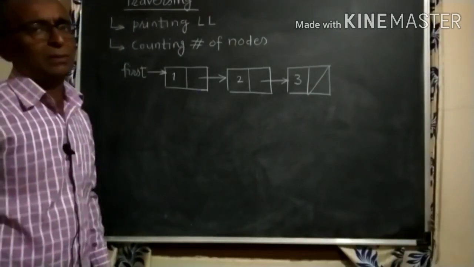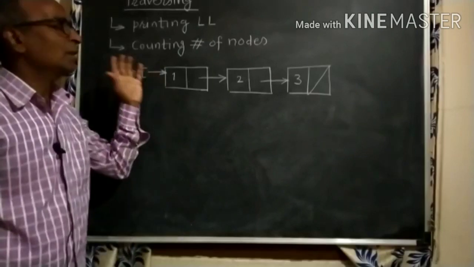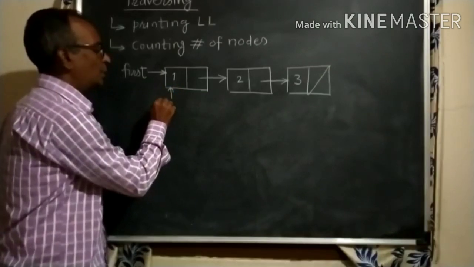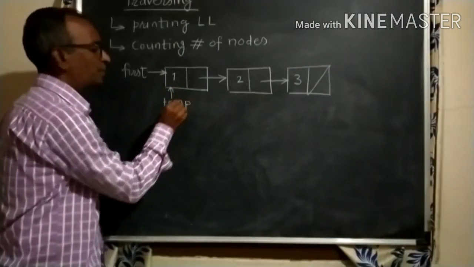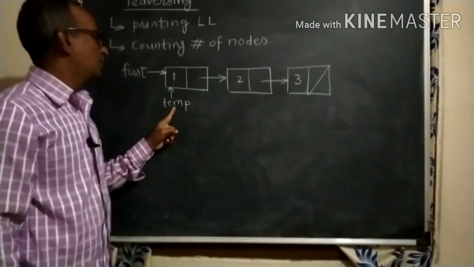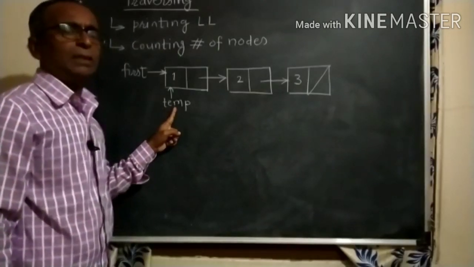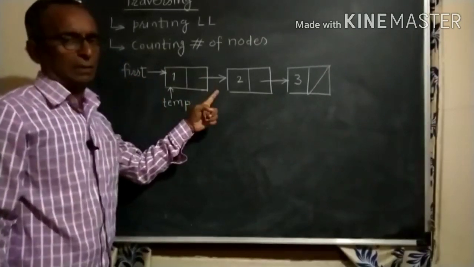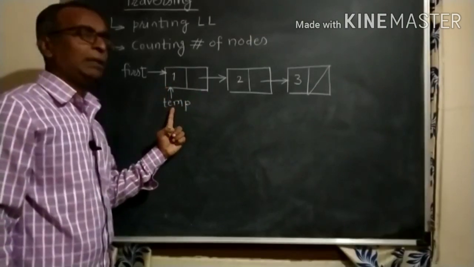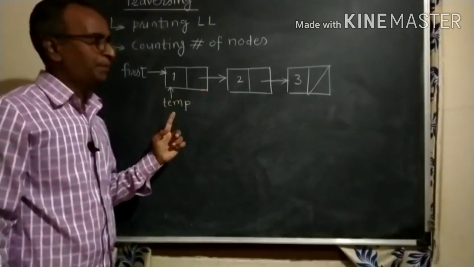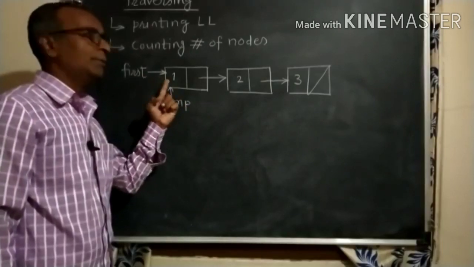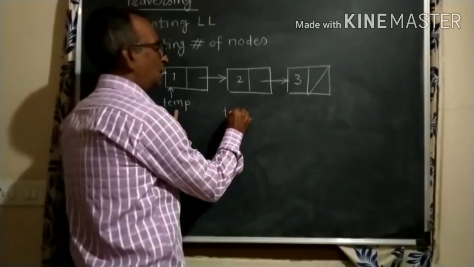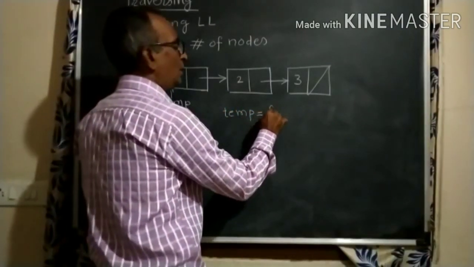So how to do this? Traversing, always we have seen one temporary variable is taken. Temporary variable points to the first node initially. Now this will be moved in traversing. Never move first, because if you lose first, you will lose linked list. So one temporary variable is taken and this will be moved. So temp contains address of first node now. Which statement we write this? Temp is given first.